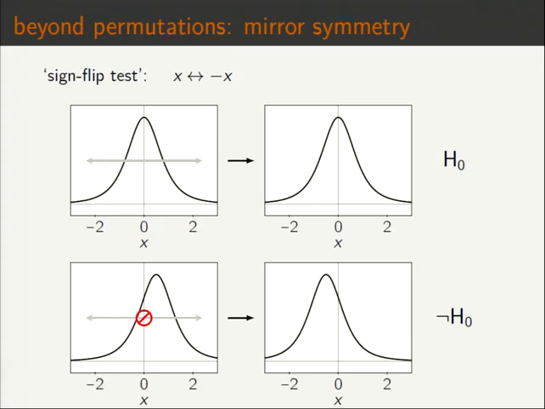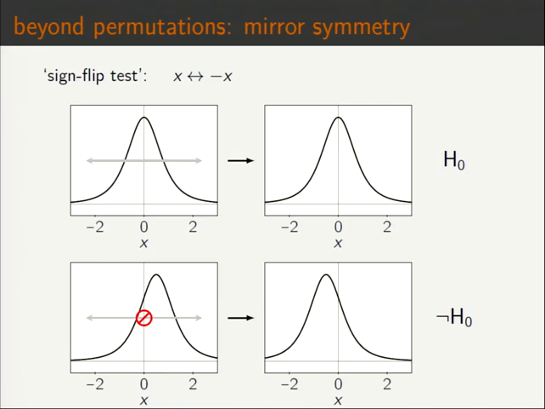There's one example of that which is often applied, which is based on mirror symmetry. In this case, we don't exchange two different values, but we exchange a value with its negative. And the assumption underlying this is that the distribution is mirror symmetric. So we replace x by minus x. We have a symmetric distribution, symmetric around 0, so the mean is 0. We flip left and right. We get the same distribution, invariance of the distribution under this transformation of mirror symmetry.